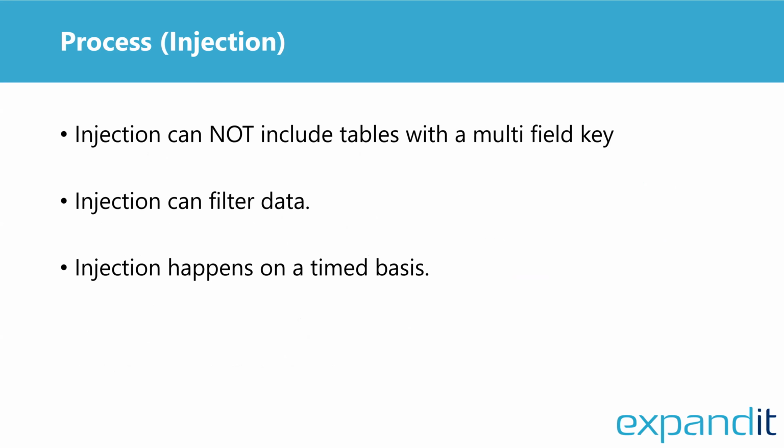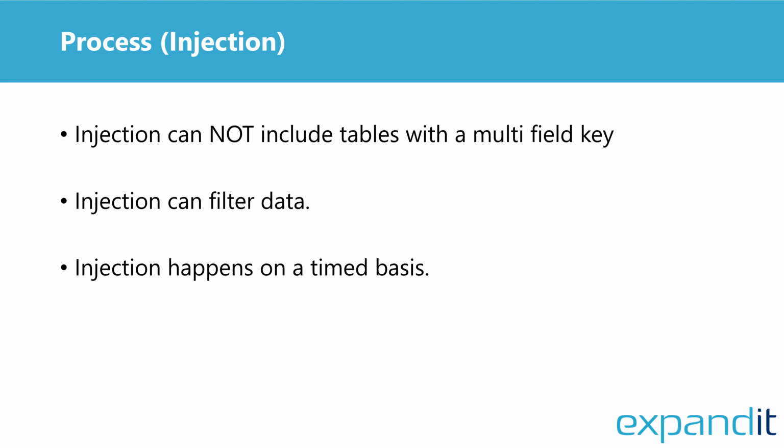One of the keys is that injection does not include tables with a multi-field key. If you noticed in the last screen, we had a field called the BAS GUID. That's normally the field utilized. We have a couple of other options, but it's essentially an auto increment integer. If you're pushing data from the BAS back into the ERP system, it's going to have to happen on a table that has a single field key, whereas you can extract data with a multi-field key. Injection can filter data, so not everything you have externally has to be injected.